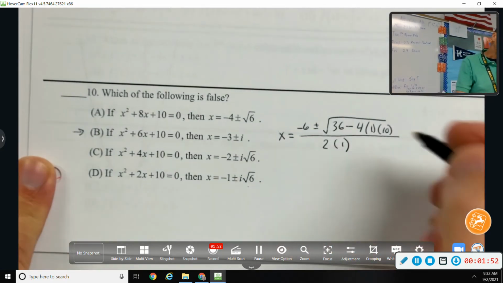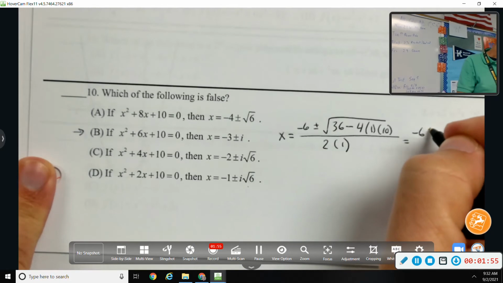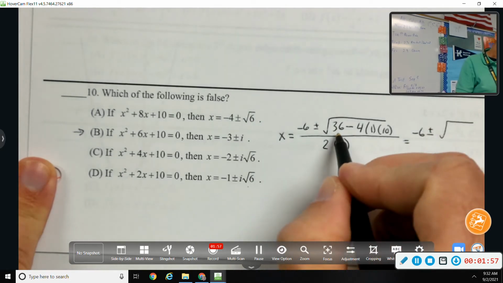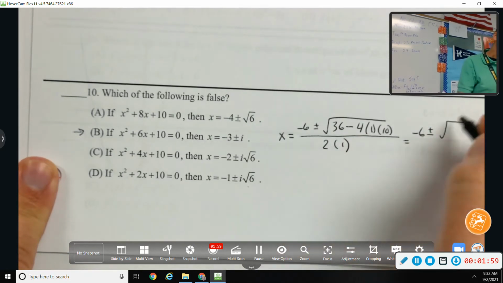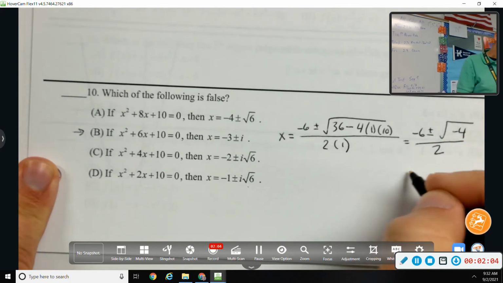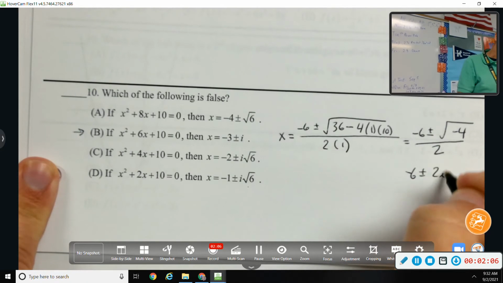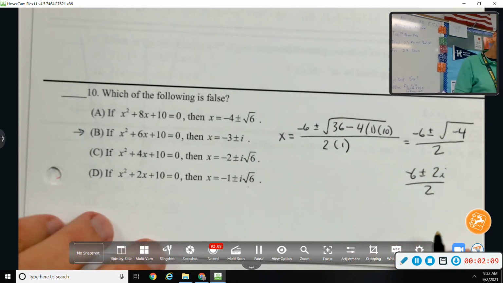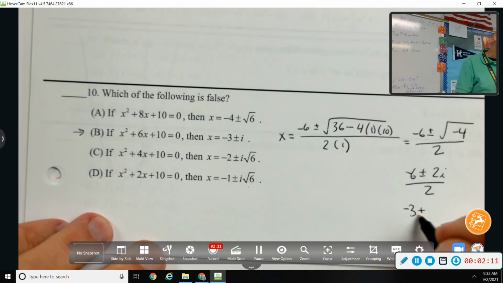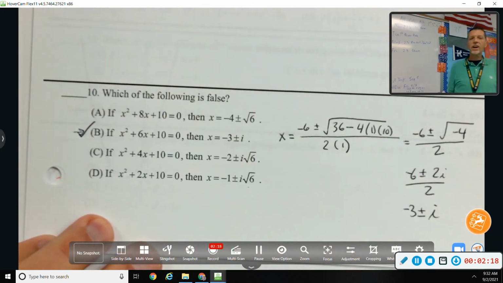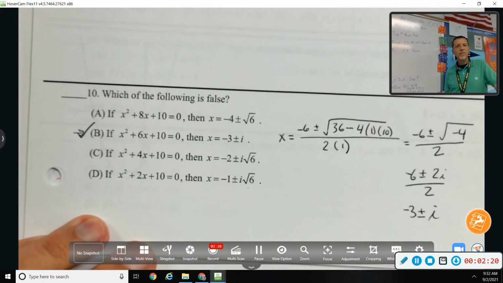So again, quadratic formula: negative 6 plus or minus the square root of 36 minus 40, which would be negative 4, all over 2. Negative 6 plus or minus 2i over 2. So that would be negative 3 plus or minus i. Oh, so B was actually right. Oh well, that's a shame, because it sure looked like it was different than the others.